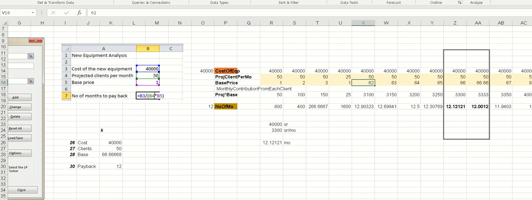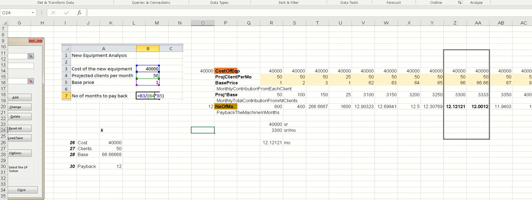All right. Then if one client will pay 66 times 50, I have 50 clients, then I will have every month 3,300. So I have a total monthly contribution from all clients. So that will lead me to pay back the machine in the following months. So in 12 months, I'll be able to pay. So this is what I'm going to collect from them, this 66.